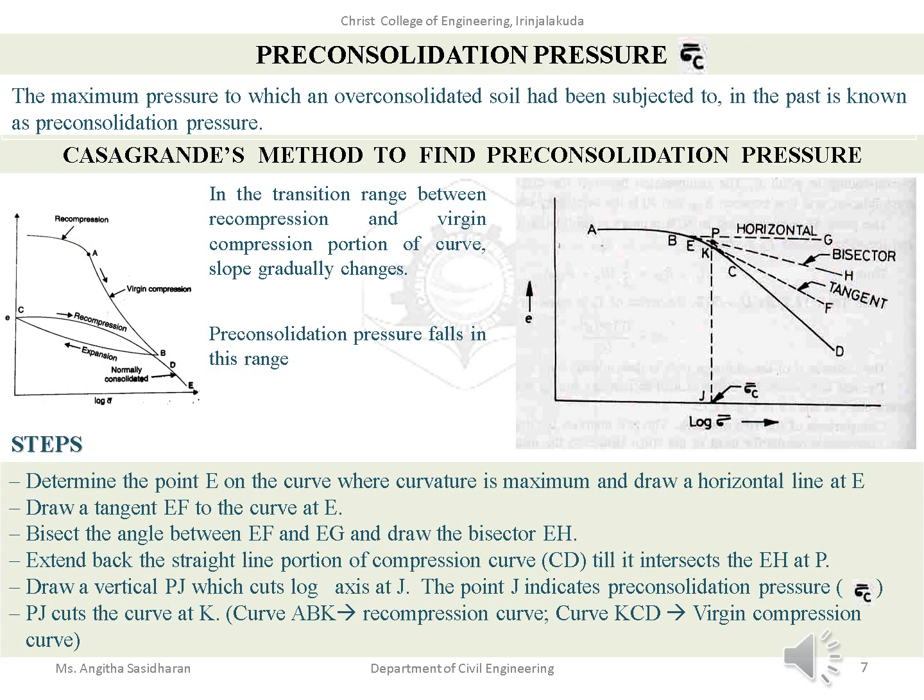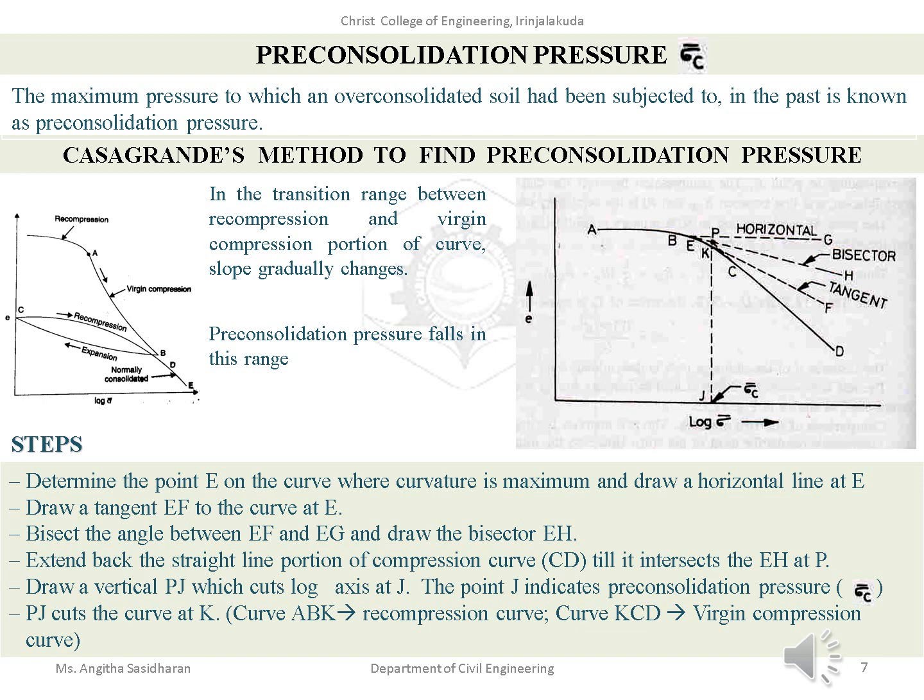That means it had already experienced a pressure corresponding to this in its natural deposit condition. So if you are giving it again, that means it is simply getting over consolidated, or it is a recompression region. So the maximum pressure to which an over consolidated soil had been subjected in the past is known as pre-consolidation pressure. Casagrande has proposed a method to find the pre-consolidation pressure.